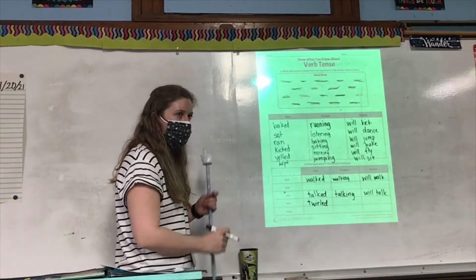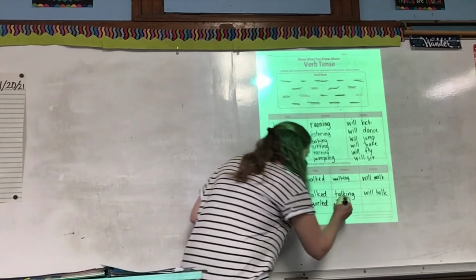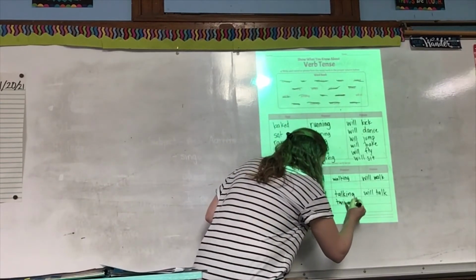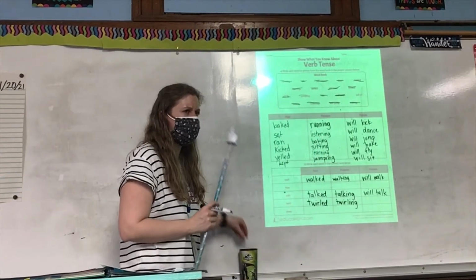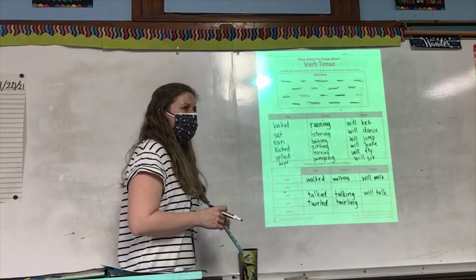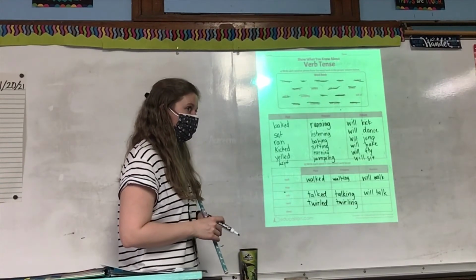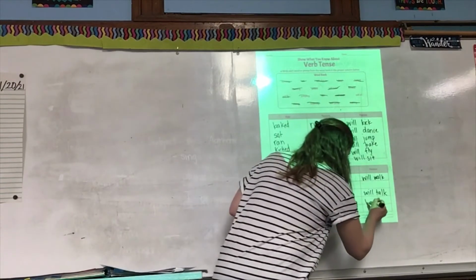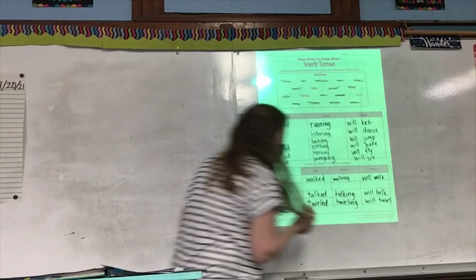What about right now? T-W-I-R-L-I-N-G. They are twirling on the dance floor right now. What about tomorrow? T-W-I-R-L. No. W-I-L-L. T-W-I-L-L. Good. They will twirl on the dance floor tomorrow.